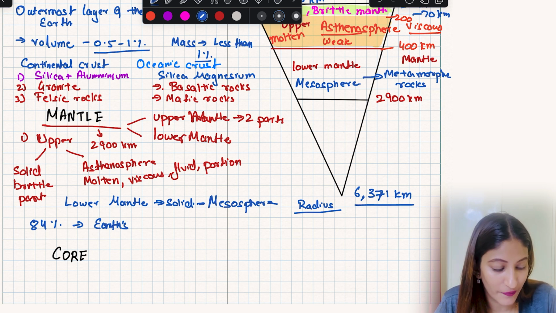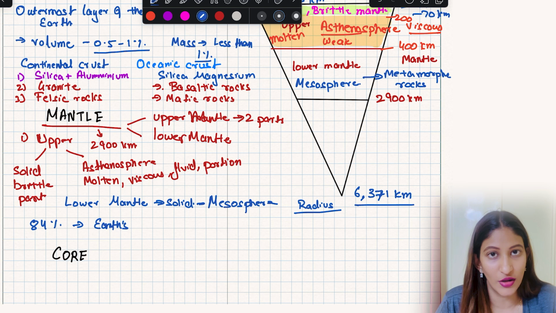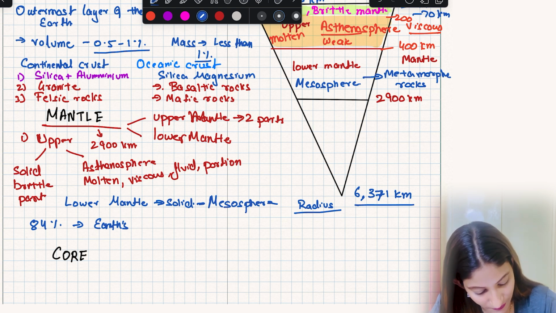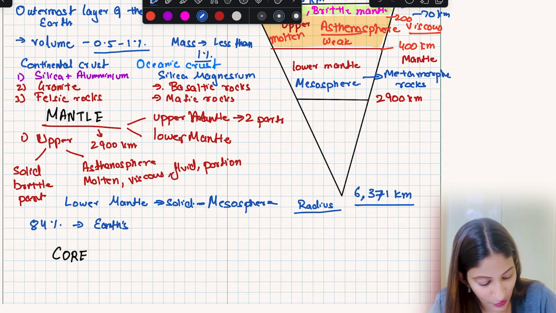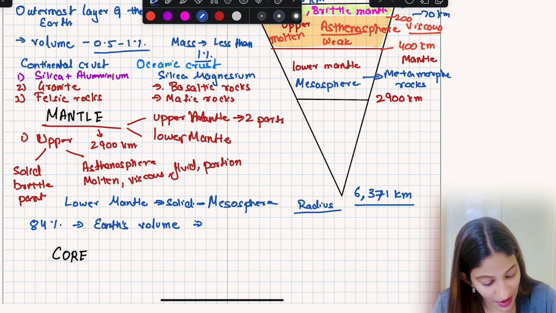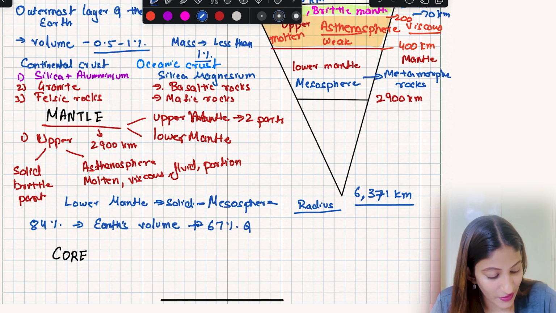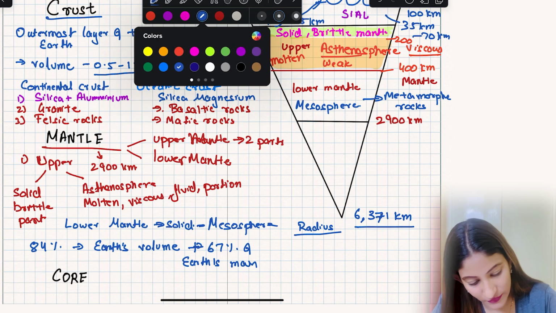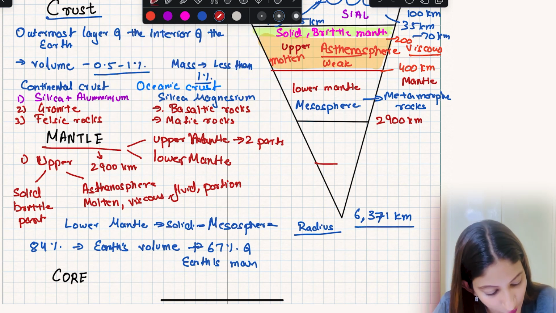Now, as you can see, this region is too huge, right? You have so much going on in the mantle. So we can say that approximately 84% of Earth's volume is occupied by the mantle, and approximately 67% of Earth's mass. Now we move on to the core. The story of the mantle is over for now.